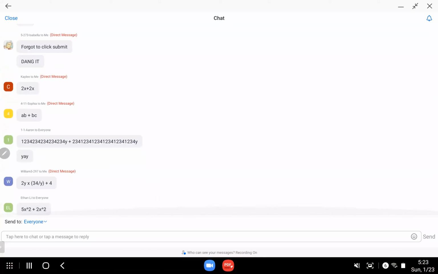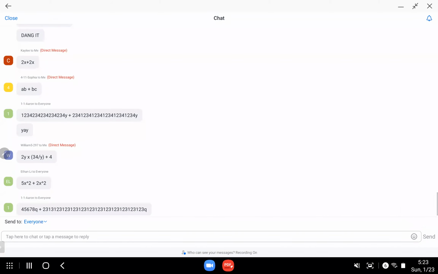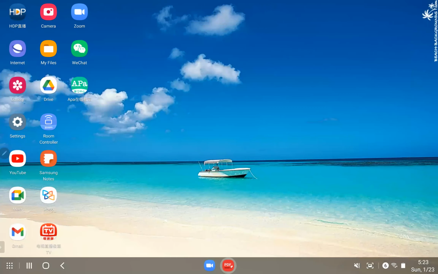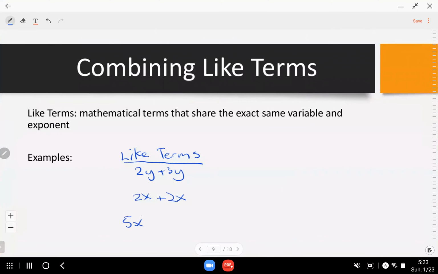What else do we have? We have a lot of examples. We have 5x squared plus 2x squared, yes. And we have a lot of examples, all right? 5x squared plus 2x squared. Very good job on all of these like terms. But let me give you a question.